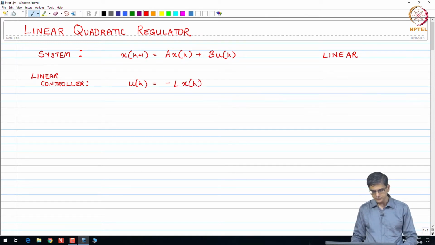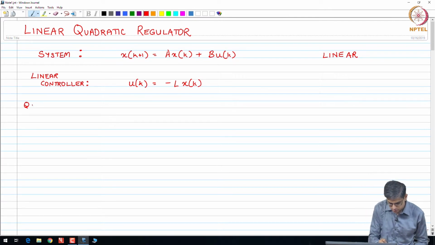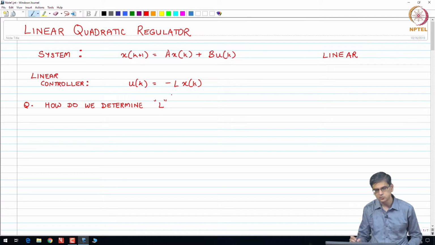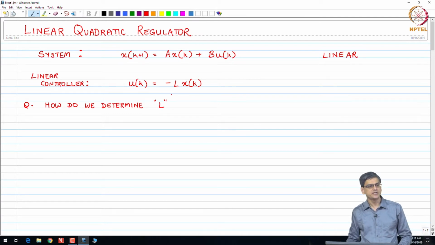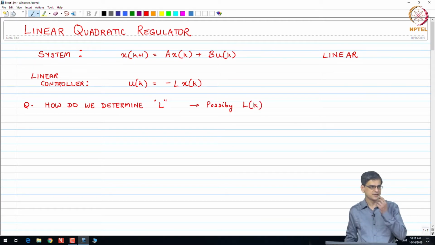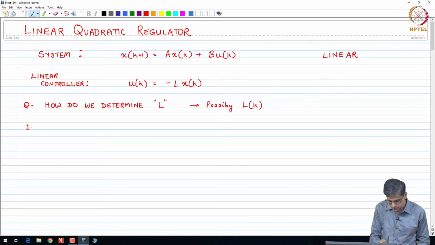Okay. Now, the question is how do we determine the controller gain L, okay, and L need not be a constant matrix. L could vary with time as well, okay. So, the one thing that we talked about was pole placement design.